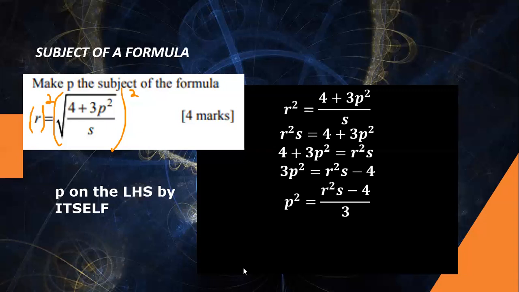Okay, so it's easy to assume that p is the subject because now I'm saying p kind of by itself. But p is not the subject here. P squared is the subject. So we need to get rid of this square. How do we get rid of a square? We have to square root. When we square root the p squared, it becomes p, and then we square root the right-hand side in the process. So the final answer is p is equal to the square root of r squared s minus 4 over 3. Any questions there?